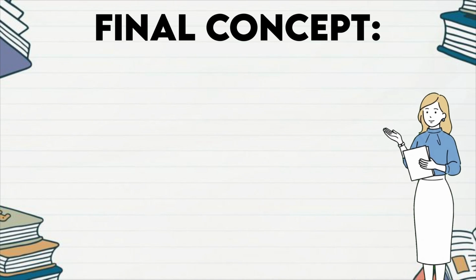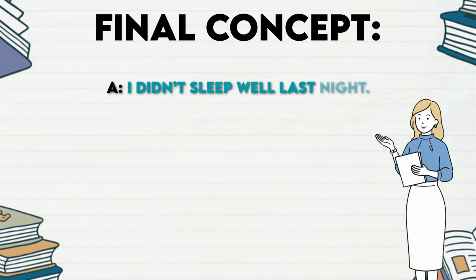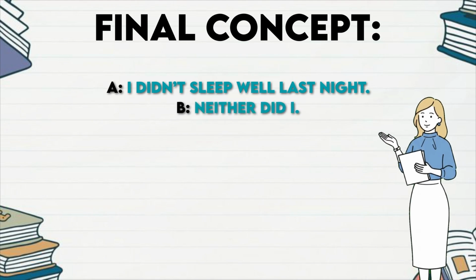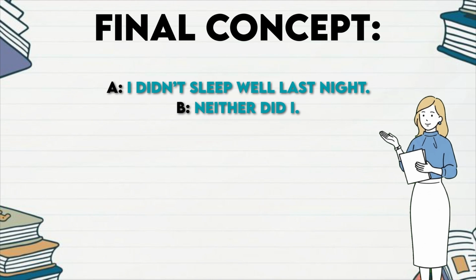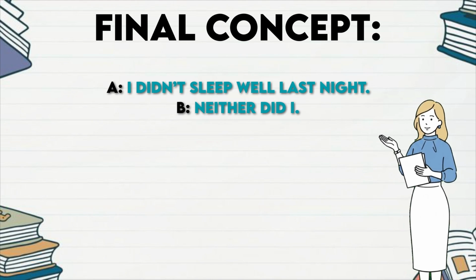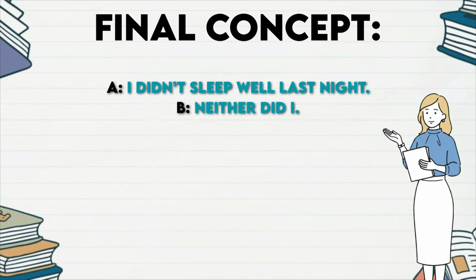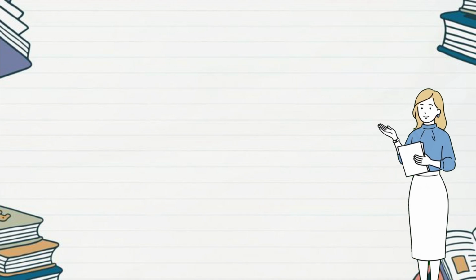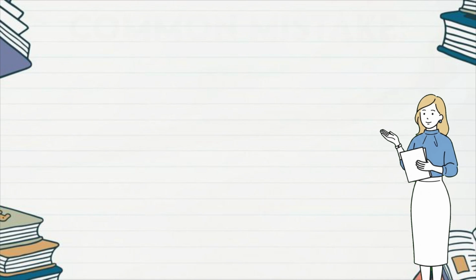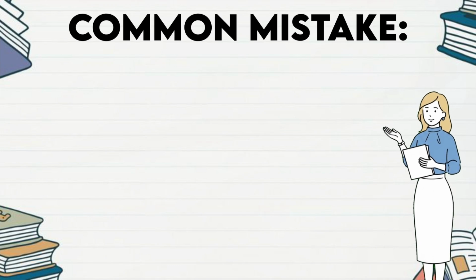Example A says, I didn't sleep well last night. How can B agree? Neither did I. That means, I also didn't sleep well. Sounds professional and grammatically correct. In casual English, people say, I didn't either. Or, me neither.